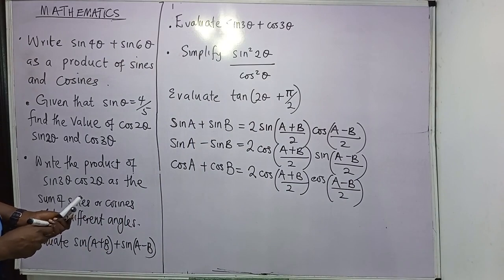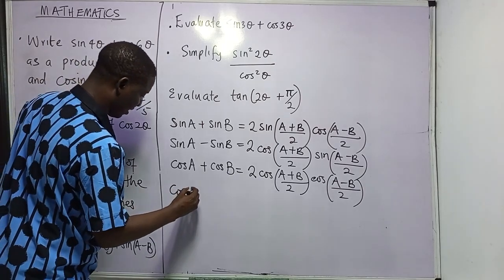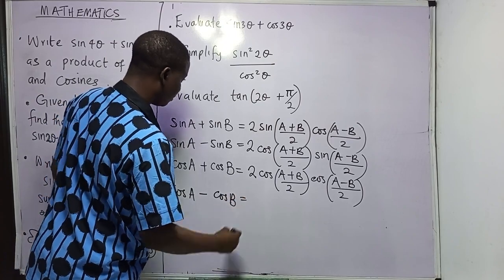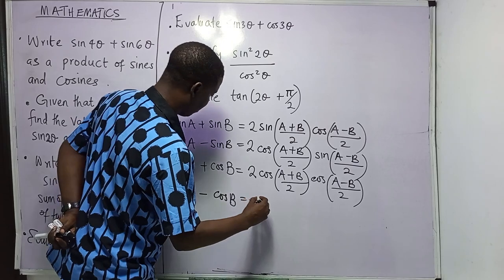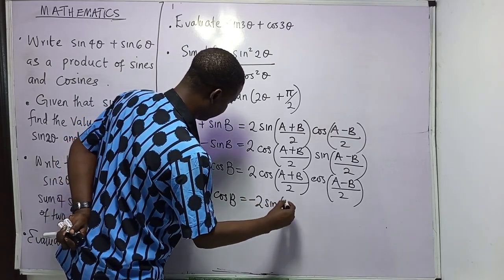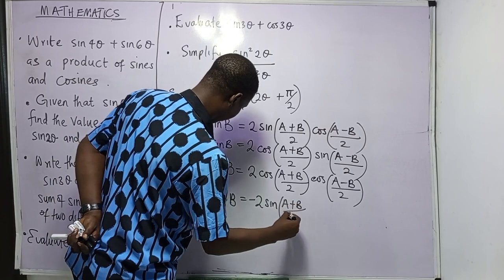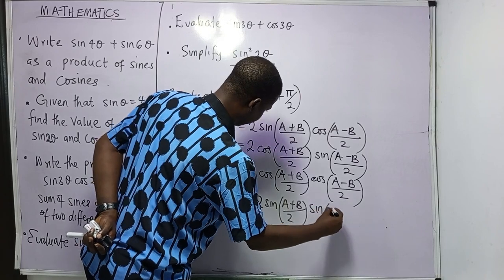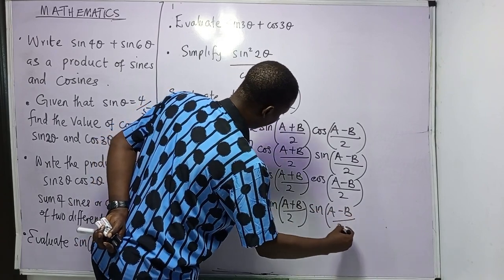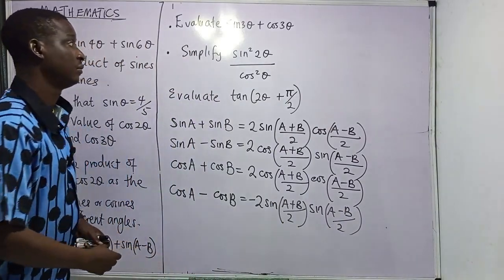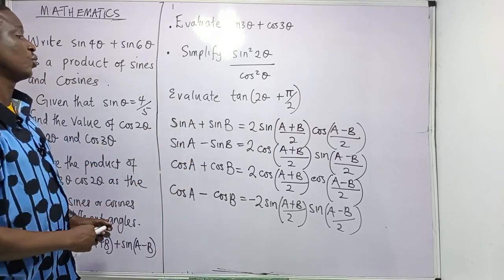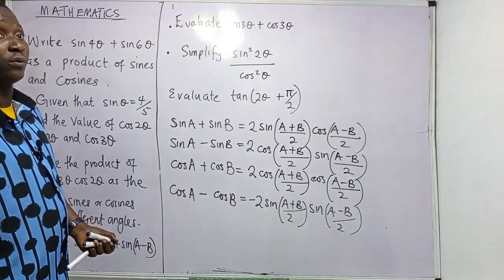Now the next thing is, how do we write cos A minus cos B? And that will give us minus 2 sine of (A plus B) all over 2, then sine of (A minus B) all divided by 2. Now, having done that, once you understand this concept, then you are free to go.